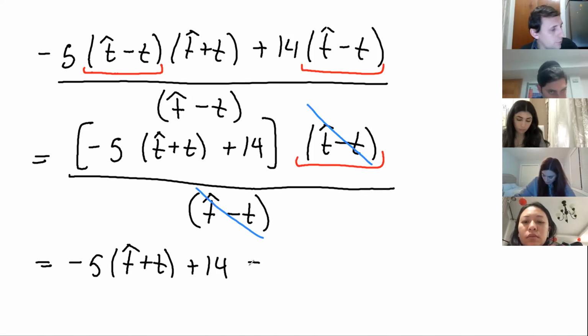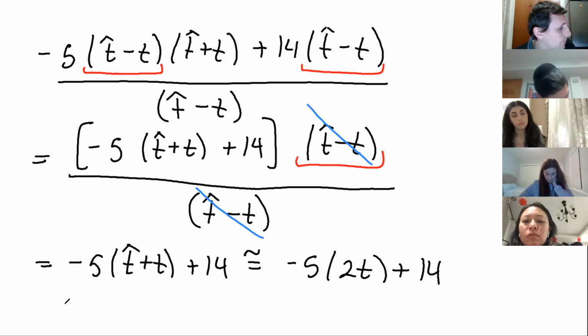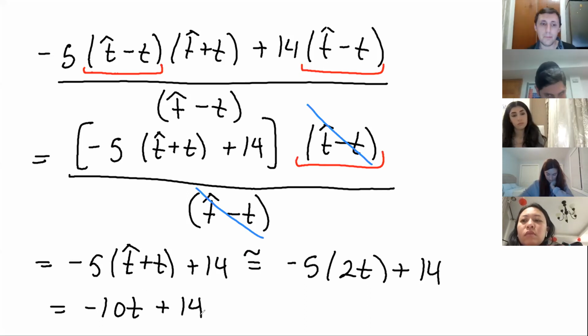And to finish it off, guys, what do I mean by t hat plus t? Obviously, this is supposed to be like 2t, right? T hat plus t is like 2t. So if you prefer, I mean, it's not exactly equal. It's kind of like this. It's what it strives to be. So it's minus 5 times 2t plus 14. And what you're getting is minus 10t plus 14. Good? Minus 10t plus 14 is the answer.